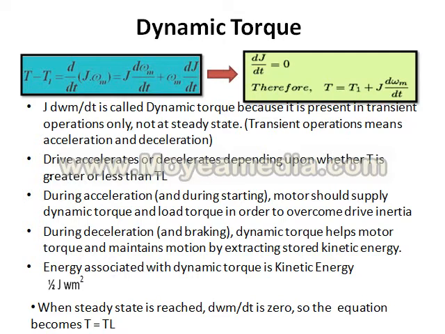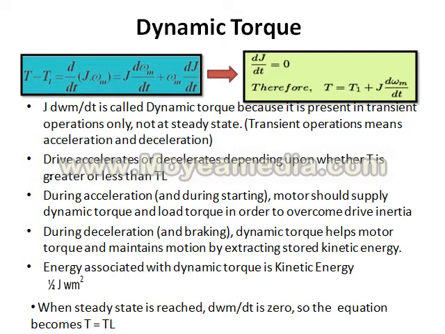But during deceleration and braking, your dynamic torque sign will change. It will become negative because it is a decrease in speed, so d omega by dt will be negative. In such a case, it will come to the help of motor torque. T plus J d omega by dt will be equal to TL. That means your dynamic torque is helping motor torque and maintains motion by extracting stored kinetic energy.